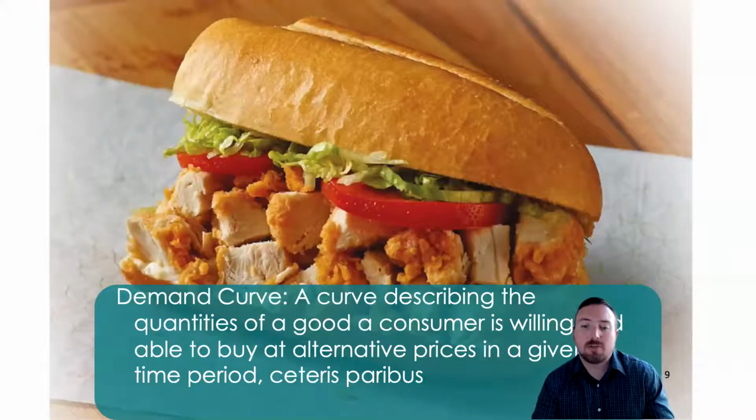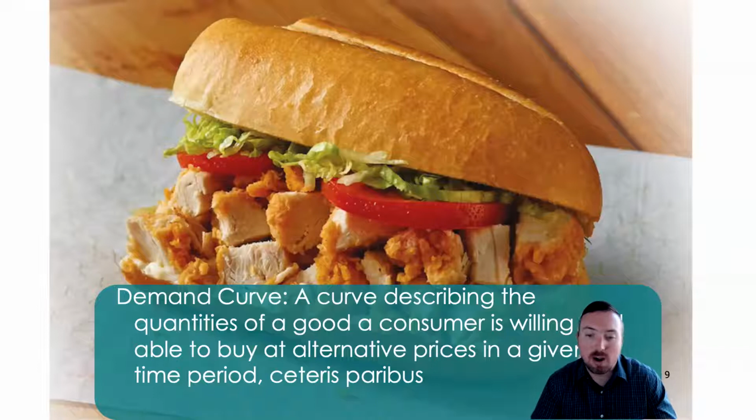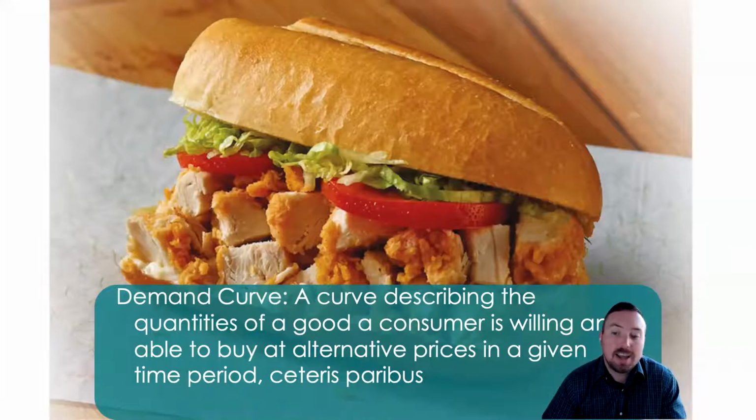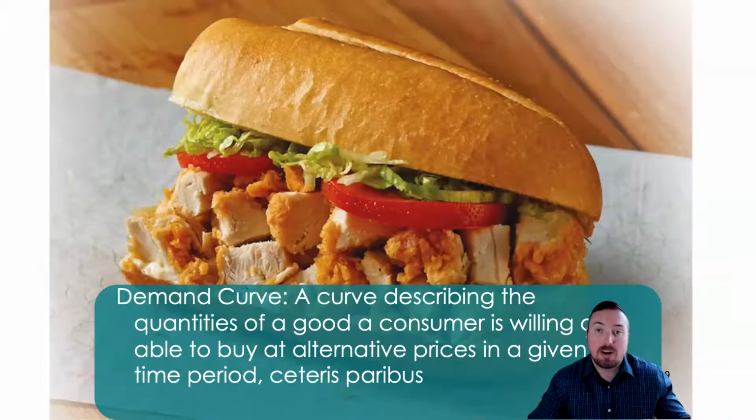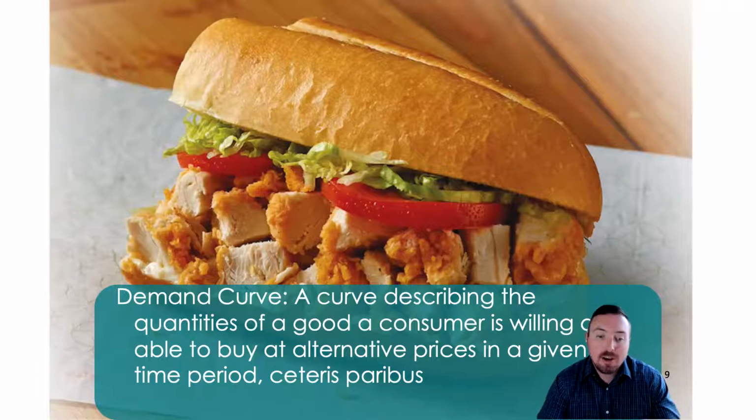The demand curve is a curve describing the quantities of a good a consumer is willing and able to buy at alternative prices given a time period, ceteris paribus. Now remember, ceteris paribus from the previous videos, holding all other things constant. So the demand curve here just describes the prices and quantities. You see here on the screen a delicious chicken tender sub from Publix, or half of one. What's the demand curve for that?